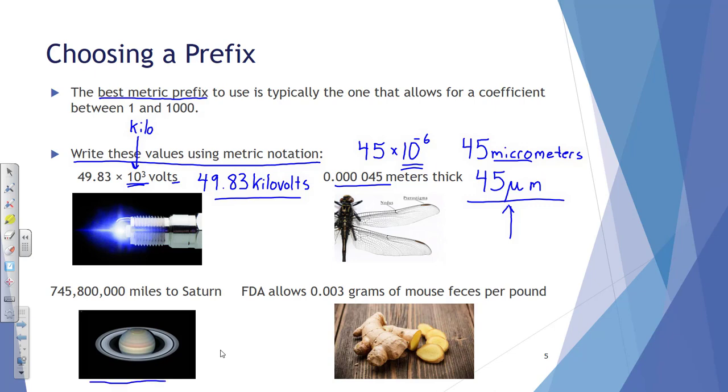Okay, at certain times of the year, Saturn is about 745,800,000 miles from Earth. We can put that in engineering notation. It becomes 745.8 times 10 to the 6th power, which is in engineering, and that, of course, becomes 745.8. 10 to the 6th is, you recognize that one? Mega.